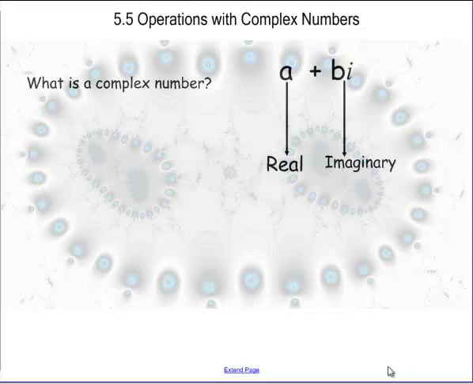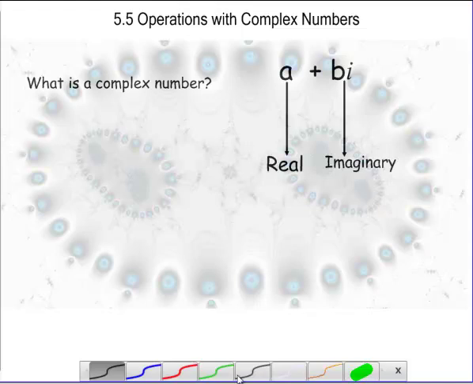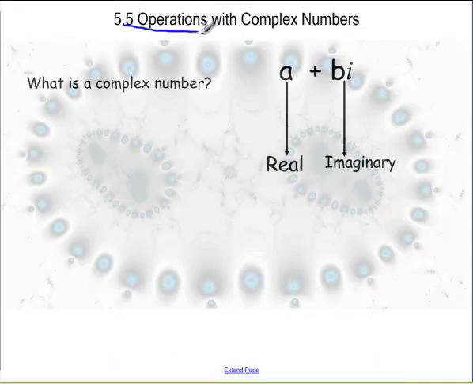Okay, today we're doing operations with complex numbers. So you have to learn what a complex number is. And voila, here it is. A complex number is the highest number known to mathematicians. It's when you take a real number and combine it with an imaginary number. You get a complex number.